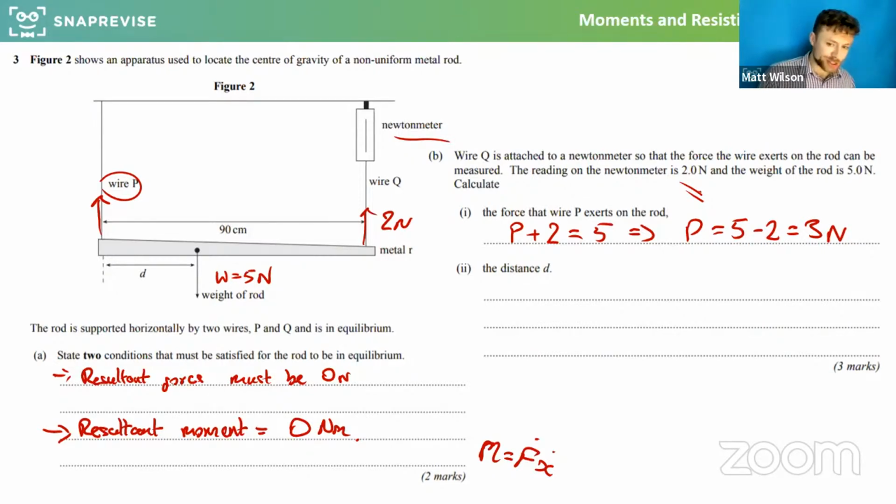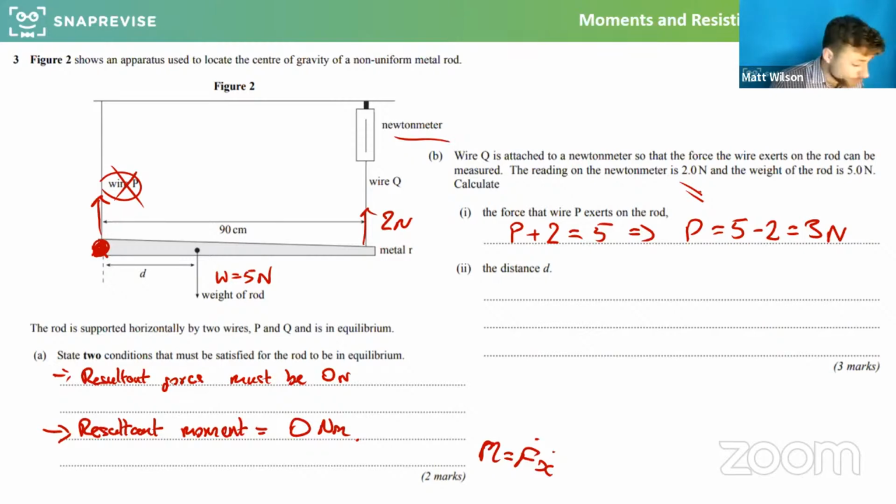We've already used force equilibrium. We're probably now going to have to use rotational equilibrium. So we're going to try and find the distance d. We're going to take moments about somewhere. It's usually handy to take moments around a place where one of the forces acts. That way you can discount the force. So here we can ignore the force at wire P.